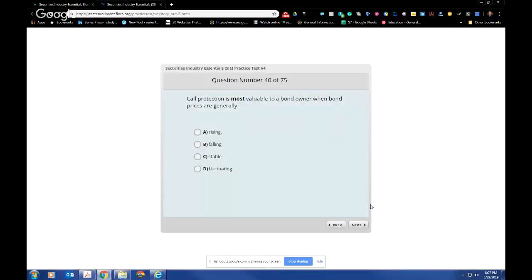So usually this is a tricky one. Everyone jumps on falling because they read quick. Speed kills on this test. So they're saying when prices are rising, rates are falling, that's when the bond would be called.